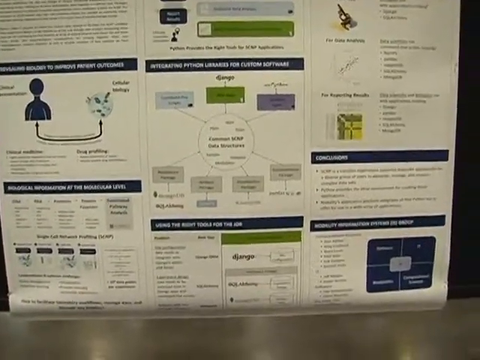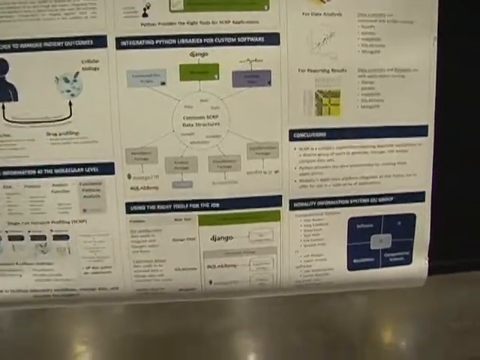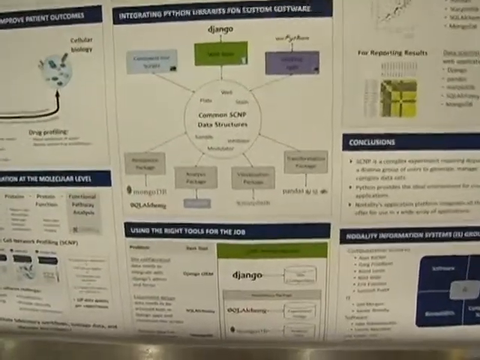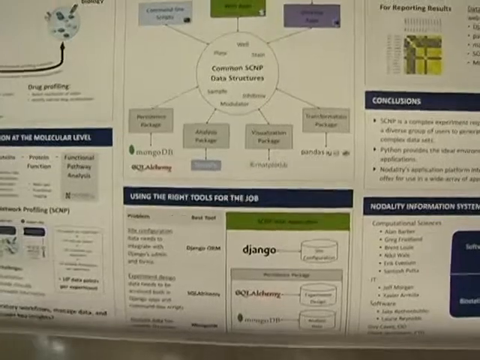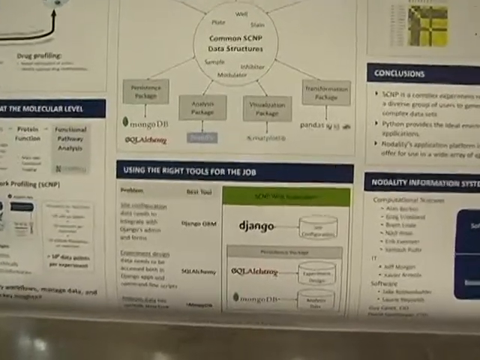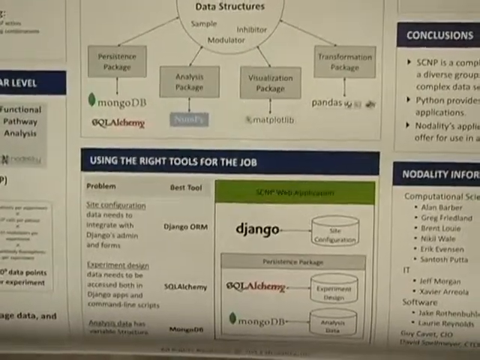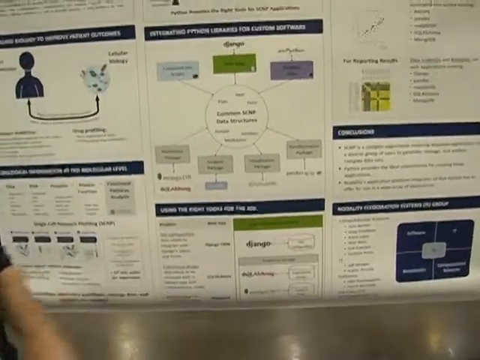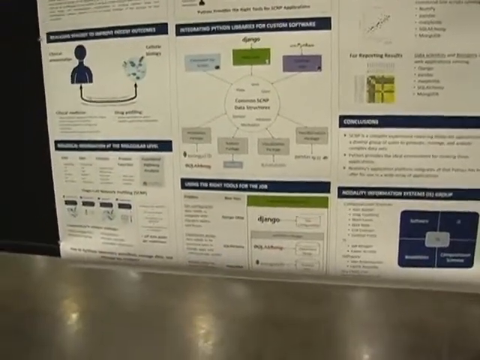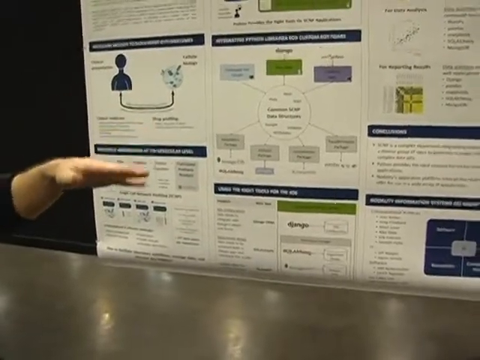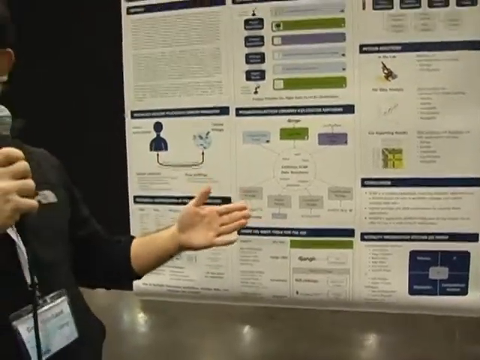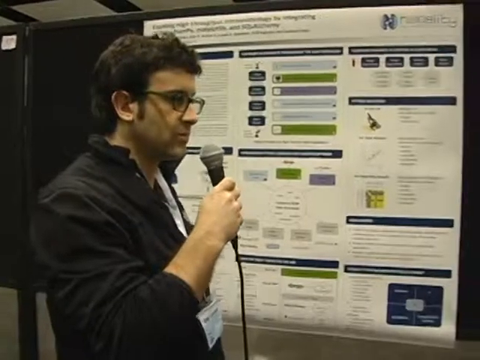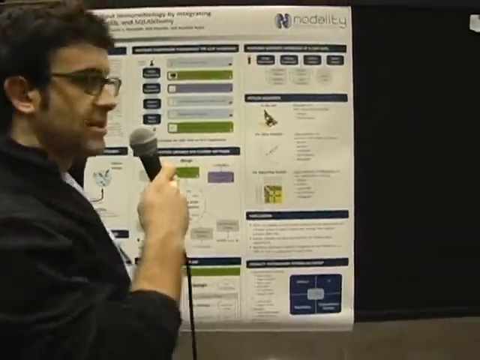Down here we're talking about how we use the right tools for the job. We use different types of databases, including the Django ORM, SQLAlchemy, and MongoDB, at different layers for different applications. So a variety of different tools for different applications of the process that we're doing.